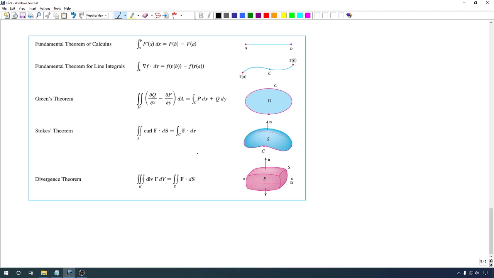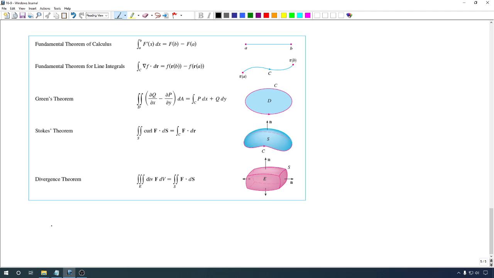And we relate that integral over the boundary to the integral of some sort of derivative of that function over the interior. So here, for the Fundamental Theorem of Calculus, it's literally just the derivative. For the fundamental theorem of line integrals, that's the gradient. Green's theorem and Stokes' theorem, we're really just integrating the curl, the curl in Green's theorem just being the one for a two-dimensional vector field. And for the divergence theorem, that derivative is the divergence. But they're very, very similar in their structure.